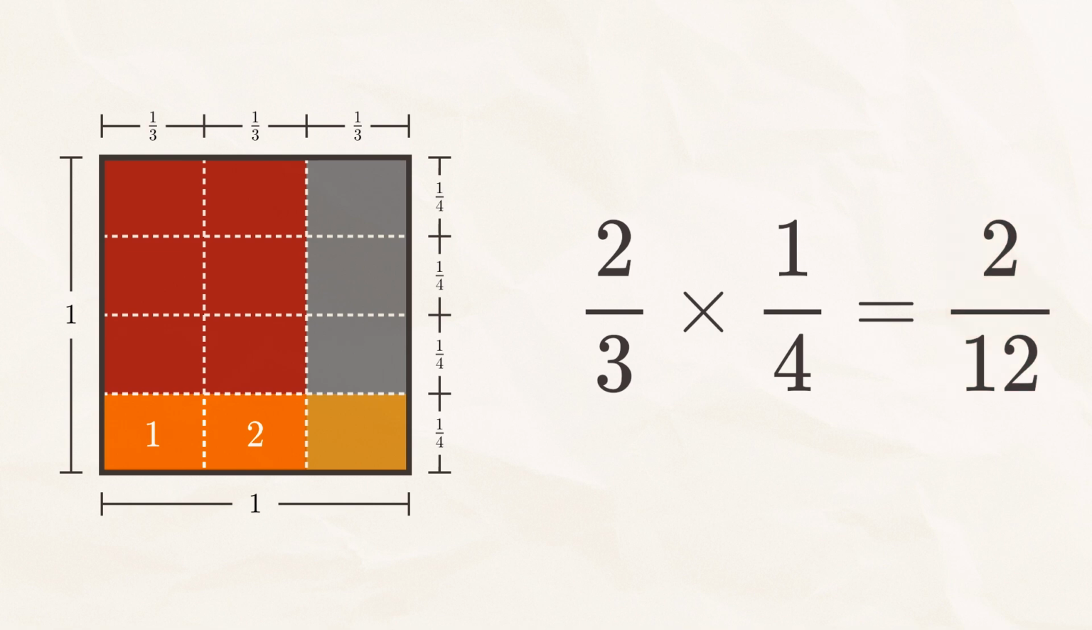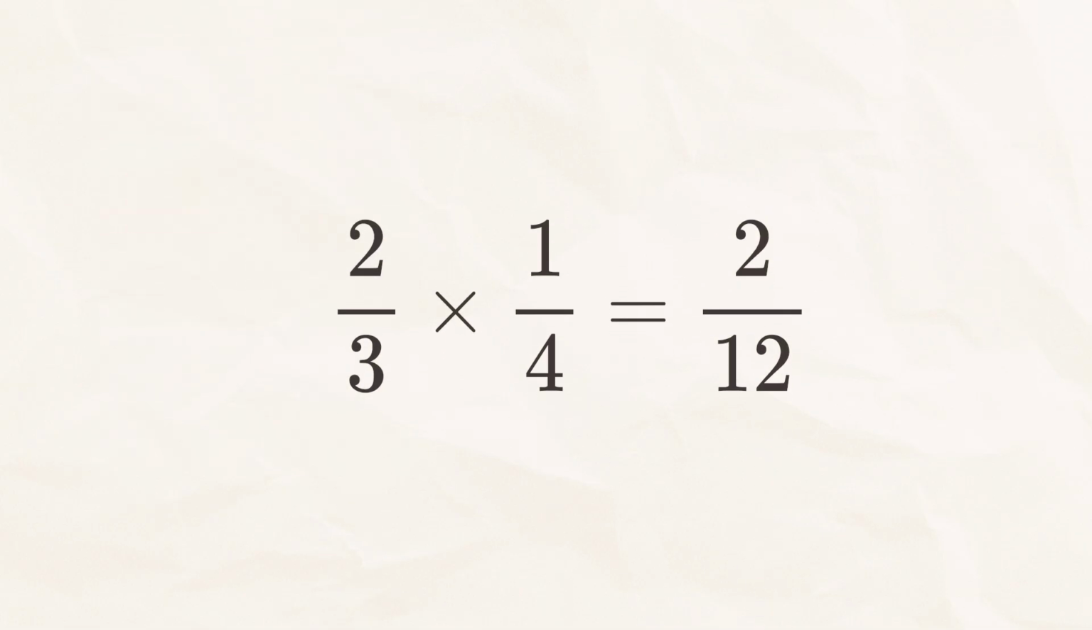So, does this mean that every time we need to multiply a fraction, we've got to make a square, get our markers and paint, and then wait for the paint to dry? Nope. Look at the problem. 2 times 1 is 2. 3 times 4 is 12.